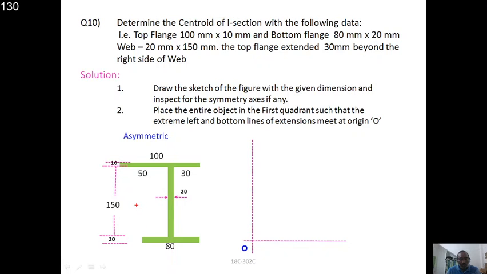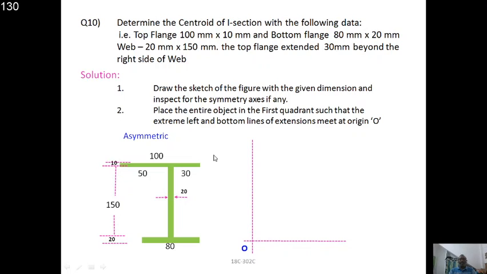Is there any symmetric axis about the x-axis also? No, because this portion is 100, this portion is 80, and it is not symmetrically laid either. Hence, this also is not symmetric. Hence, both axes are unsymmetric. It is an asymmetric figure about both the axes.